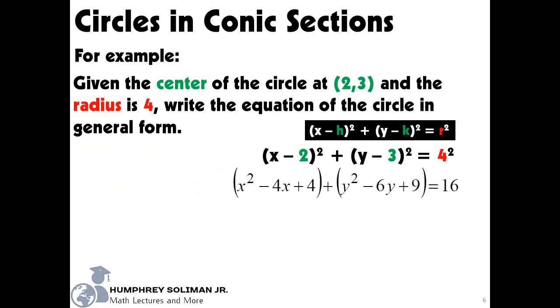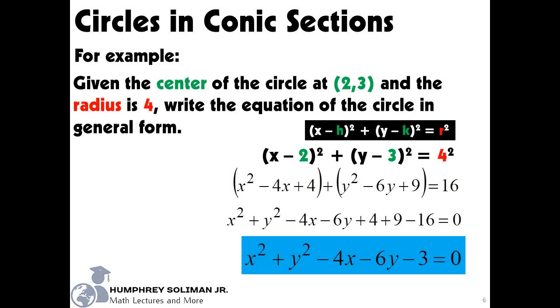After we expand the quantities of x and y, we need to rearrange the terms. We will put x squared first, plus y squared, minus 4x, minus 6y, plus 4, plus 9, minus 16. Simplifying the sum of 4, 9 and negative 16, our final answer is x squared plus y squared minus 4x minus 6y minus 3 equals 0.